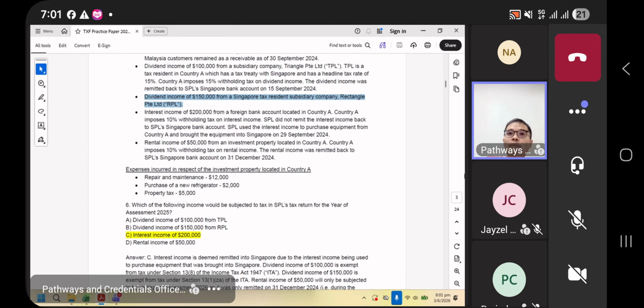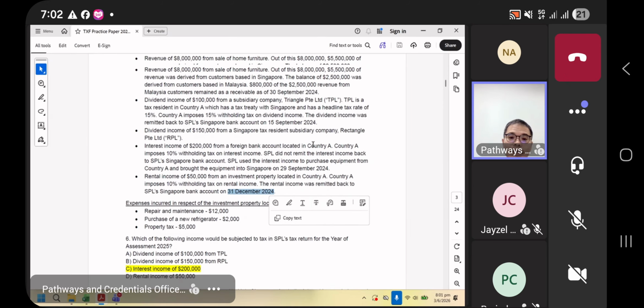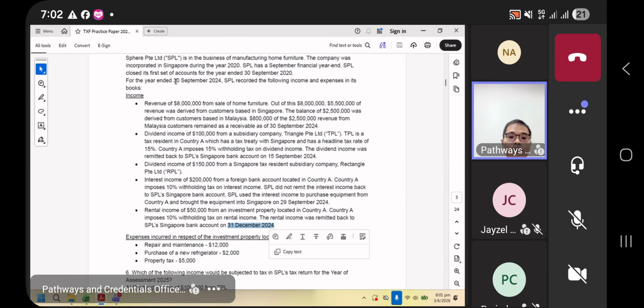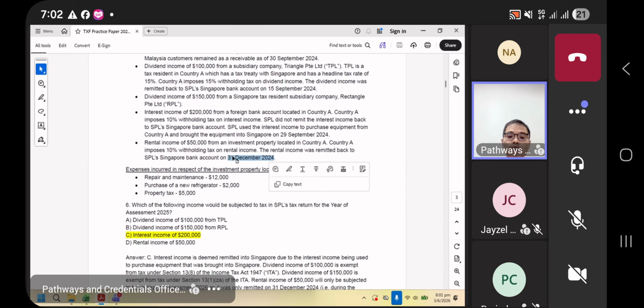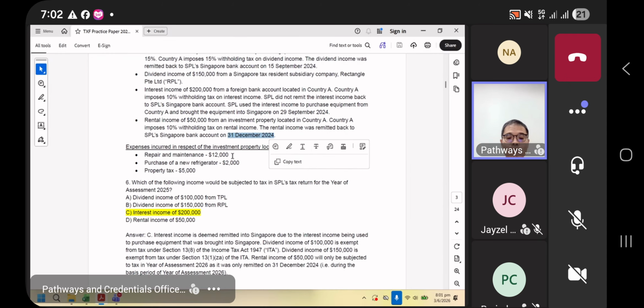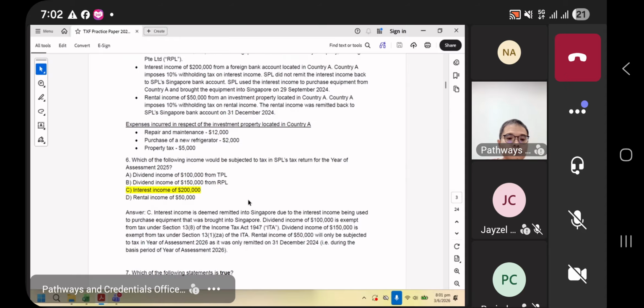Then secondly, dividends income of 150,000, which is this one. You all know that Singapore dividends are not subjected to tax in Singapore. So this one is very straightforward. It is not subjected to tax. And then the rental income of 50,000. Why would the rental income not be subjected to tax in YA 2025? Because it was only remitted back on 31st December 2024. It is past the financial year end of 30th September 2024, so it would only be taxed in YA 2026, the following YA.